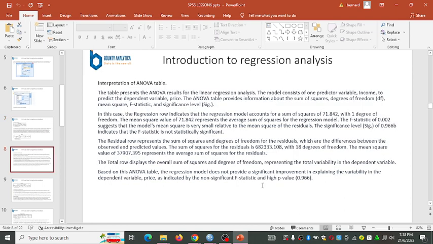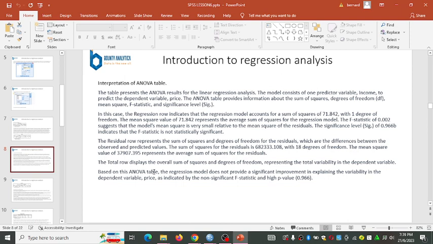So how do we interpret the ANOVA table? This table represents the ANOVA result for a linear regression analysis, and the model consists of one predictor variable, that is income, to predict the dependent variable price. The ANOVA table provides information about the sum of squares, degrees of freedom, and so on. Now, I want us to concentrate on this part here.